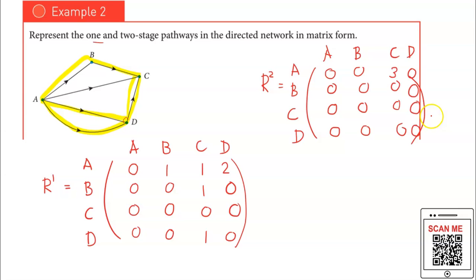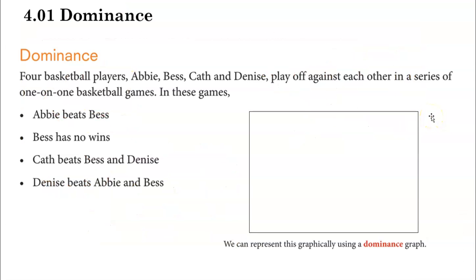Next, let's move on to dominance. So what is dominance? Dominance means who is the most important, who is the affected one, who is the influencer. For example, say you have 4 basketball players, Abby, Basket, and Dennis, pitted against each other in a series of one-on-one basketball games. So in this game, I have A, B, C, D. Let's do this one.